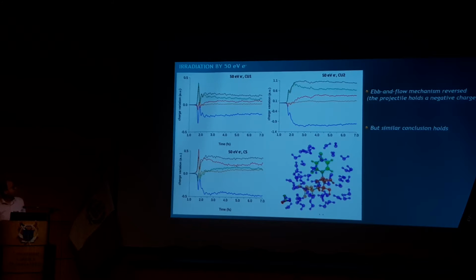So we also did experiments with low energy electrons that we treated as classical particles. I go very fast, but basically we find the same type of mechanism with this ebb and flow mechanism at the beginning. So strong polarization of the density, and then emission of the electron. It's reversed because now we have a -1 charge which is approaching. We can go into detail if you want, but we see similar things. And especially no charge transfer again from phosphate to the base.